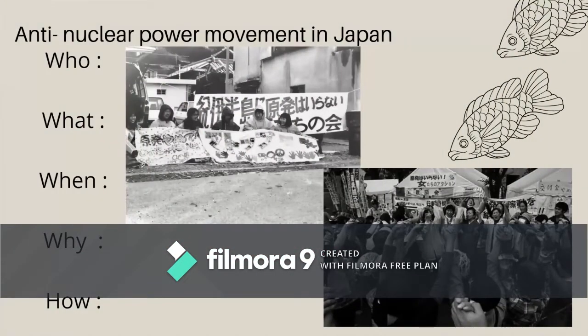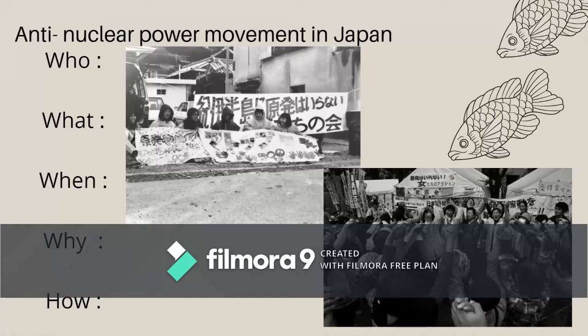So first one is who: the residents in the Kii Peninsula are involved in this movement. So what happened? The residents, mainly fishermen and mothers, were protesting against the company that was going to build a nuclear power plant near their community. When this happened, it's around 1960 to 1970.